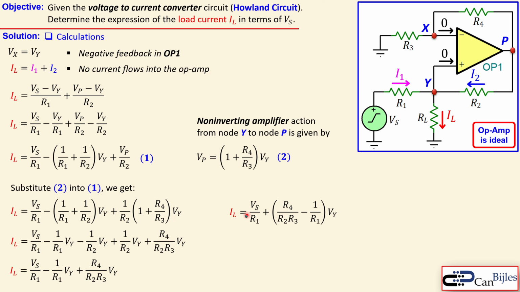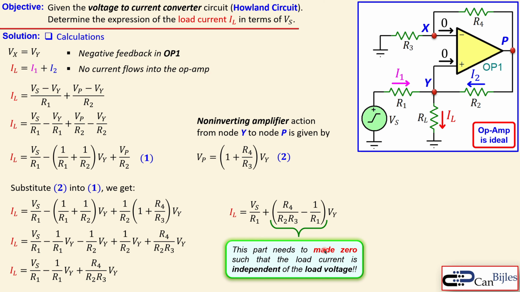Now in order to have the dependency of the load current on the input voltage and one of the parameters, I need to get rid of this second term. So this must be completely 0. In order to make this 0, I need to make this term 0. So that means this part needs to be made 0 such that the load current, IL, is not dependent on the load voltage, which is this node voltage Vy. So I need to make this mathematically 0. So that means we need this expression. So how can I make this 0?